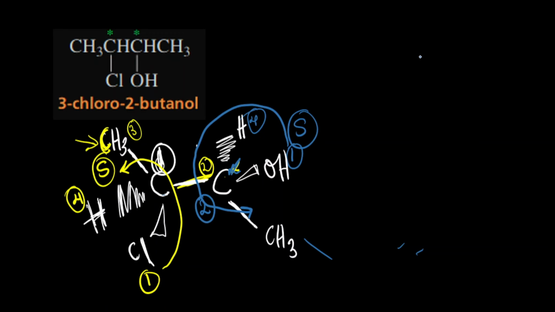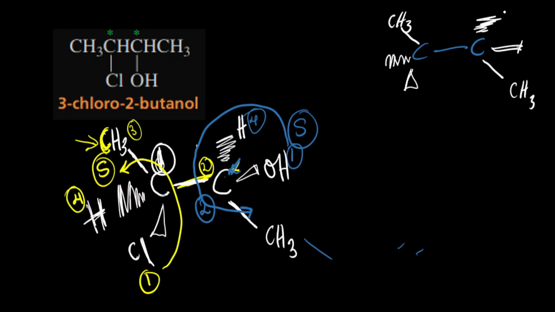So here's what we have: both carbons have an S configuration. In this staggered conformation, we have a dashed wedge, a solid wedge, a dashed wedge here, and a solid wedge here. Here we have methyl, here we also have methyl, here hydrogen, here OH, here chlorine, and here hydrogen. Both of them have S configuration, S and S.